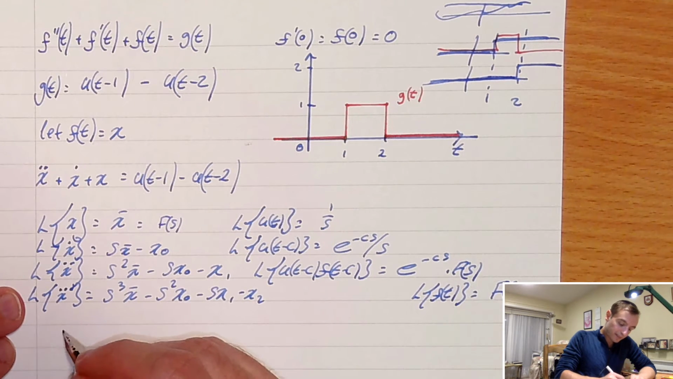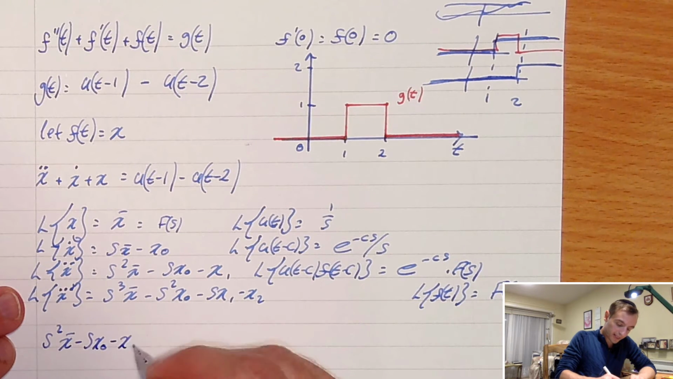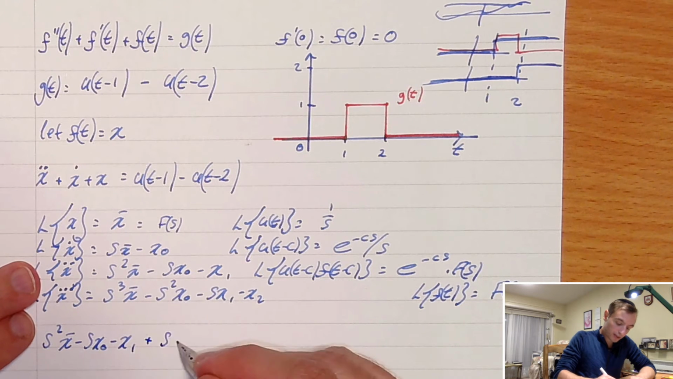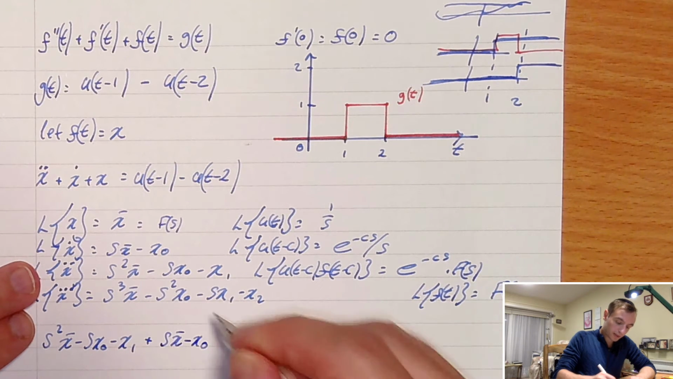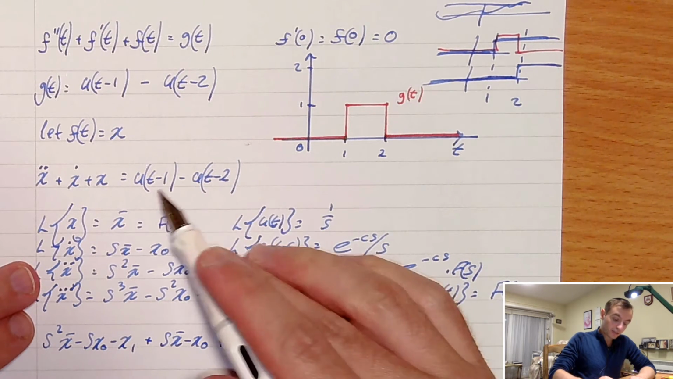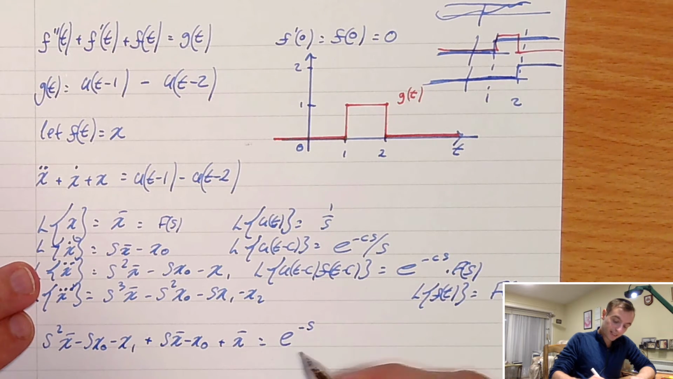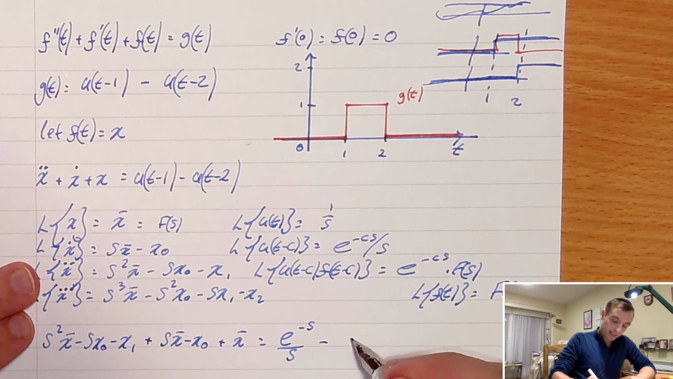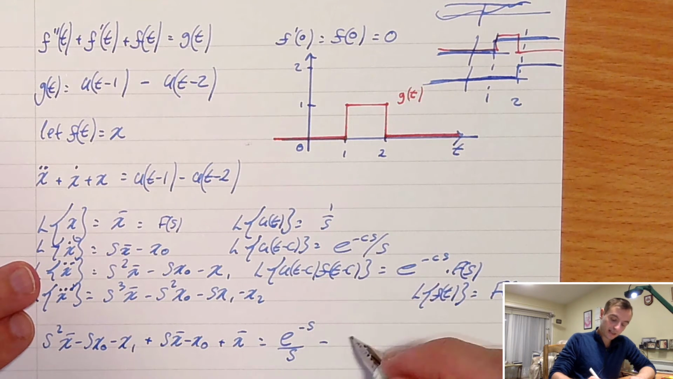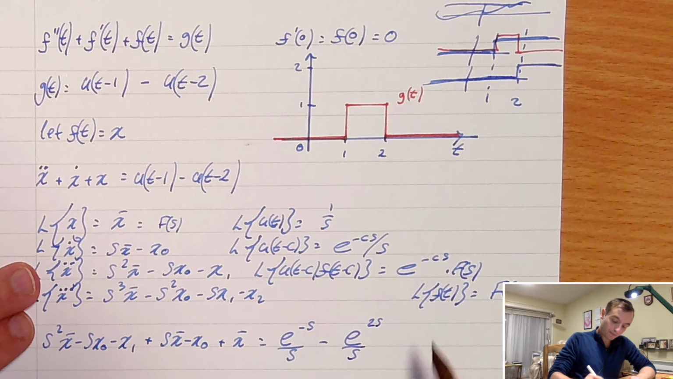So I can say s squared x bar minus s x naught minus x1, plus the Laplace transform of x dot, which is going to be s x bar minus x naught, plus the Laplace transform of x, which is just going to be x bar, equals the Laplace transform of u(t minus 1), which is going to be e to the minus 1s on s, minus the Laplace transform of u(t minus 2). That's just u(t minus c), e to the minus cs on s, so that's just going to be e to the minus 2s on s.